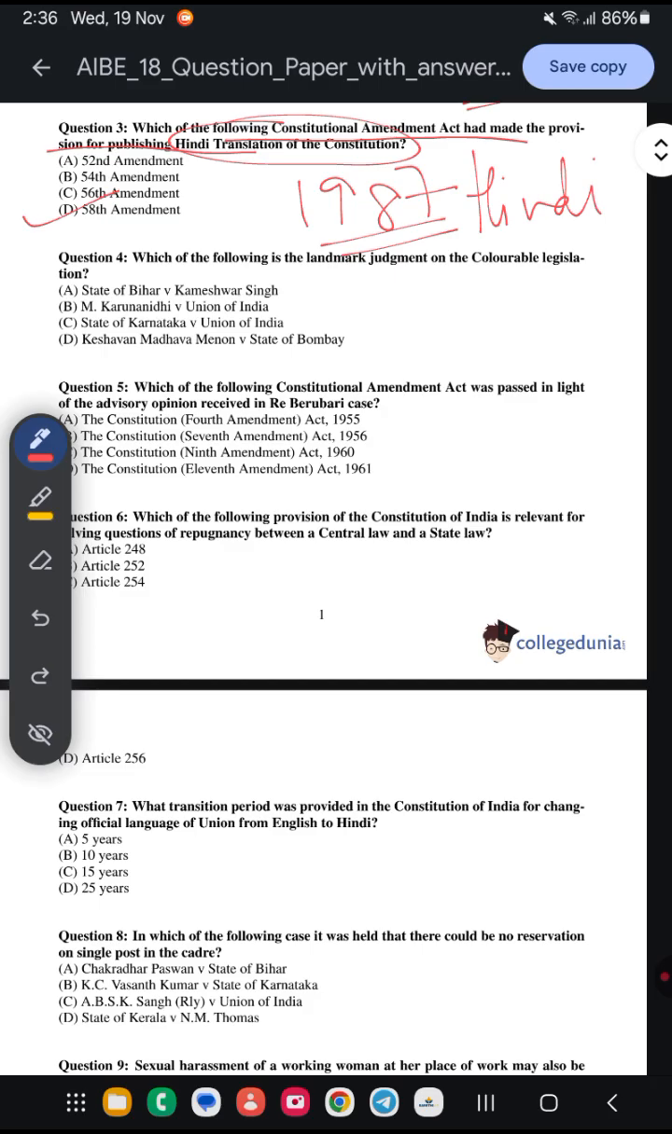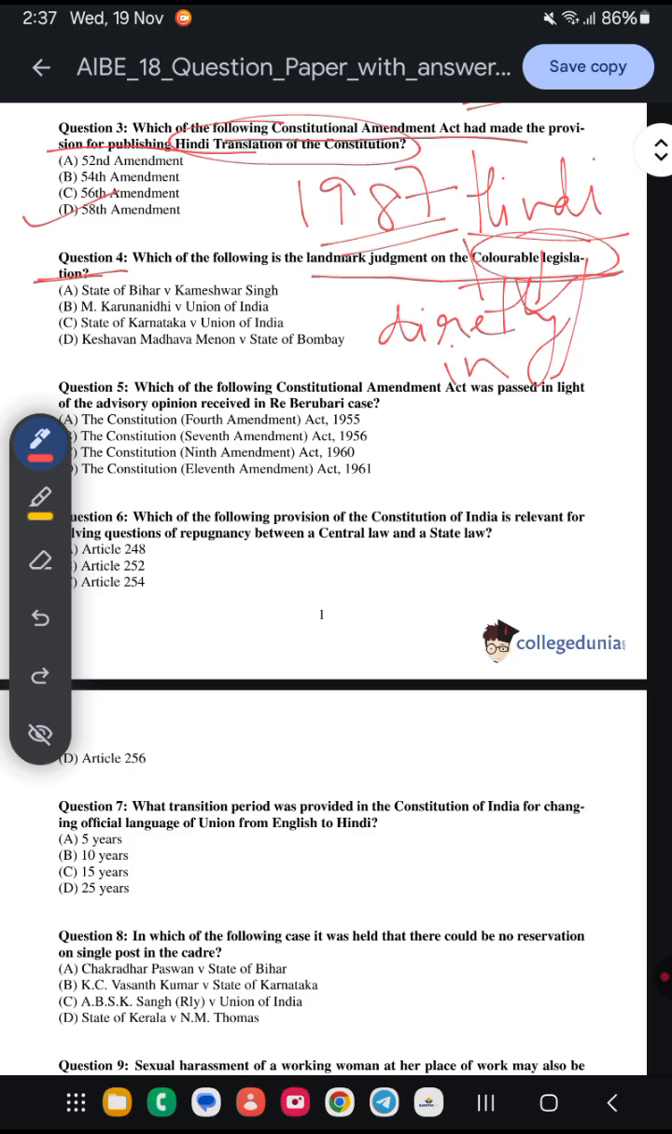So the next question is question number 4. Which of the following is a landmark judgment on the colorable legislation? So we should first understand what is colorable legislation. Colorable legislation means that if you are not permitted to do something directly, you are also not allowed to do it indirectly. So that is what is meant by colorable legislation.